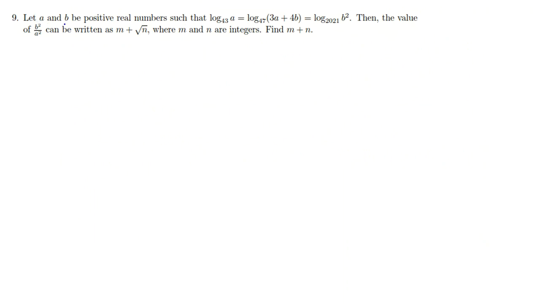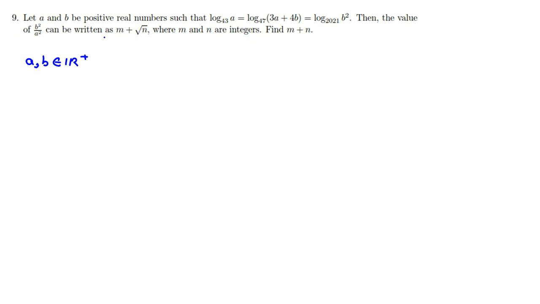The problem says let A and B be positive real numbers. So let's write: A, B are positive real numbers such that log base 43 of A equals log base 47 of (3A plus 4B) equals log base 2021 of B squared. Then the value of B squared over A squared can be written as m plus square root of n, where m and n are integers. Find m plus n.